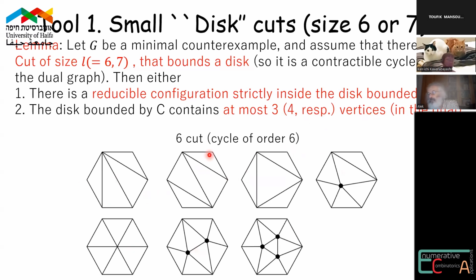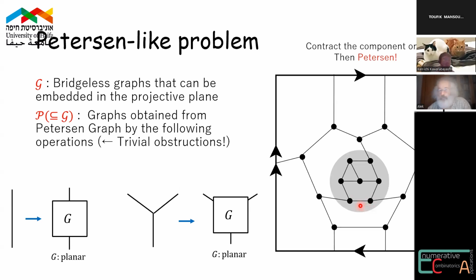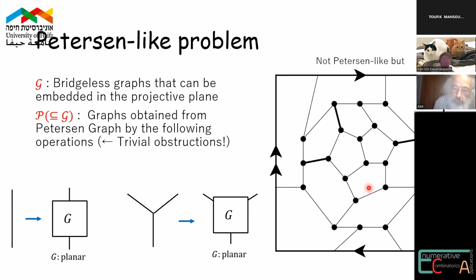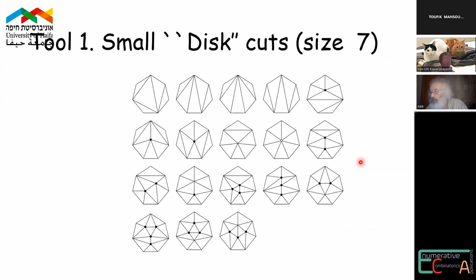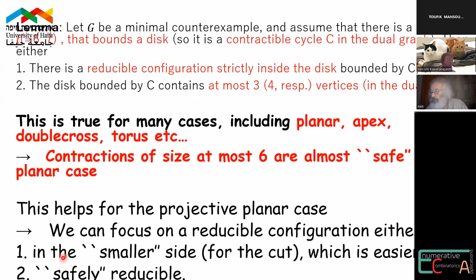In the dual graph, it looks like this. So if we see this kind of 6-edge cut, we had better look at the inside to find a reducible configuration. And that's what this claim says. We had better look at the smaller side, which is easier, because inside we make a reduction and outside basically stays the same. So it's less dangerous. Otherwise, we can safely do the reduction. That's great. So that's one weapon.